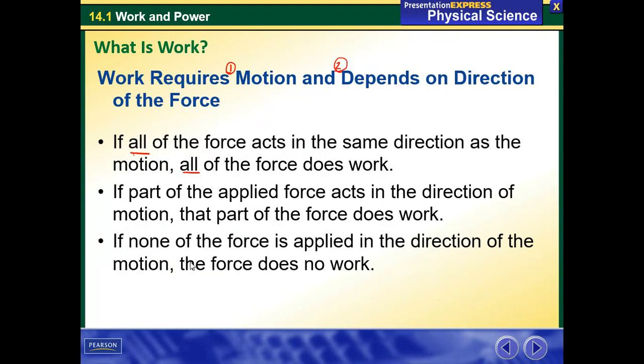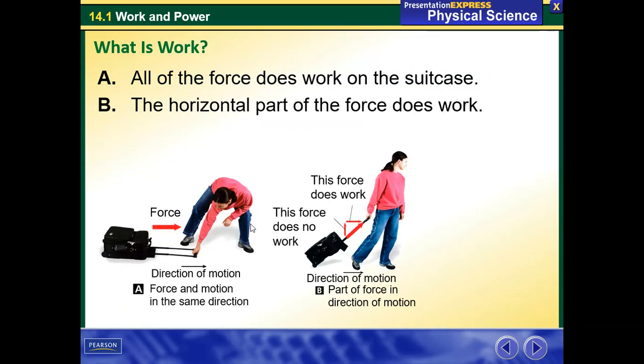Looking at statement number 2. If part of the force is in the direction of motion, then only that part is going to do work. Let's look at a real-life example. Say you were pulling a suitcase the normal way. Not only do you have to pull up on the handle in order to get that diagonal of the suitcase, but you also have to pull to the right or forward to get it moving. However, the direction of the object is still moving to the right. Only these 2 arrows are doing work. This arrow pointing up when you lift your suitcase handle up does no work because it's not in the direction that suitcase is moving.